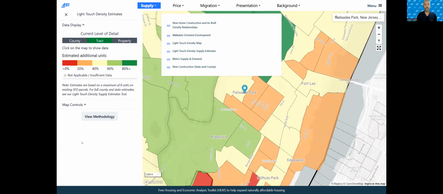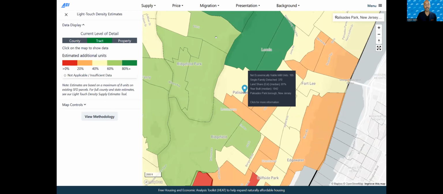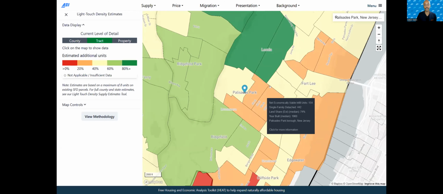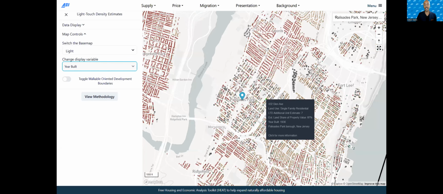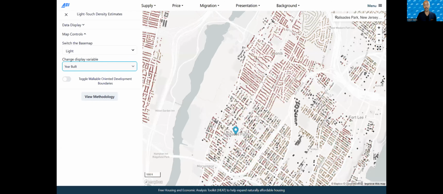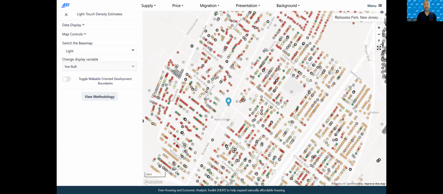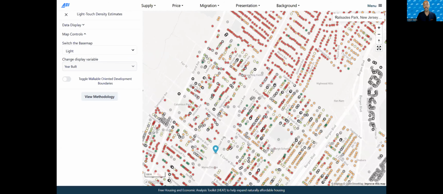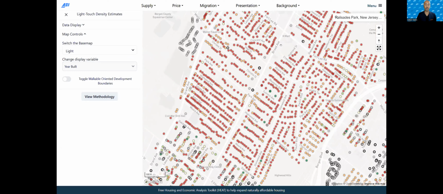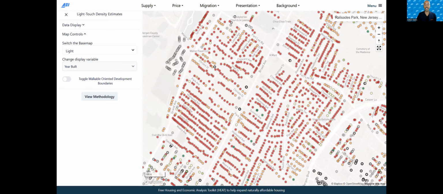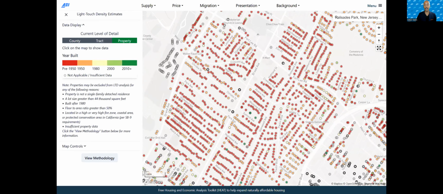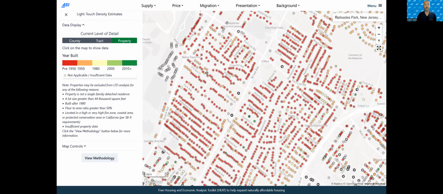Thanks, Ed. Just to conclude on the tool itself, one of the ways you can see the difference here between particularly Palisades Park and Leonia is we map out the year built of these units as well. And you can see both broadly on the tract level and when we look property by property, that there are just a lot more new units that have been built in Palisades Park compared to Leonia, which is, of course, one of the inputs to whether a single-family detached home qualifies for an infill conversion: is it being built before 1980. And in Leonia's case, you can see almost all of its single-family detached housing stock really built either before 1980 or in most cases before 1950.